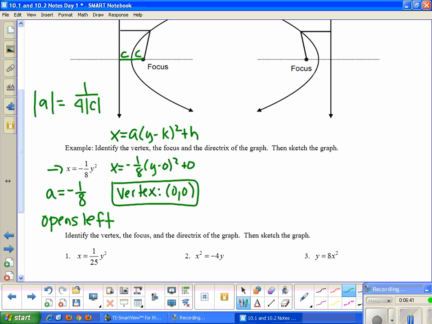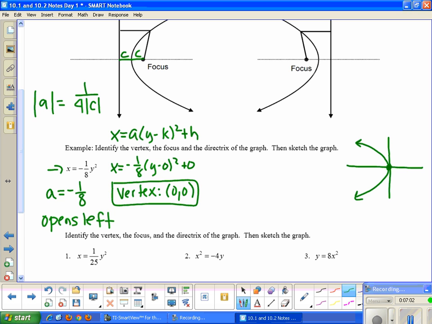So the next thing I like to do is sketch a graph of this because it helps me determine what it's going to look like. It's just going to be a rough sketch. We don't need to do it on graph paper. We're just going to do it over here. So I know my vertex is at 0, 0. And I also know that my graph is opening to the left.